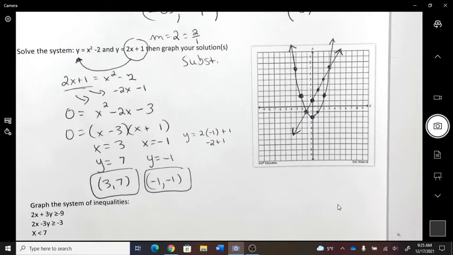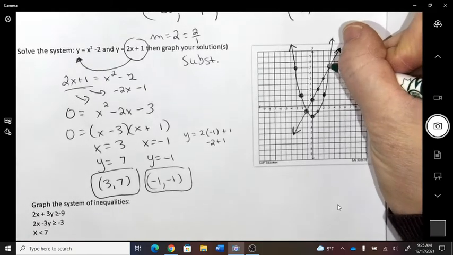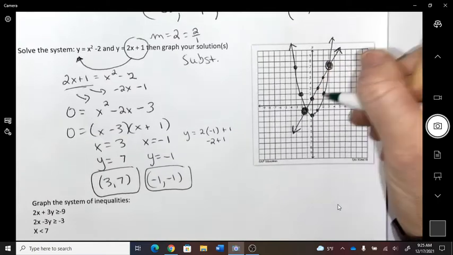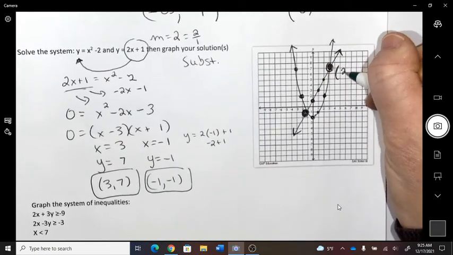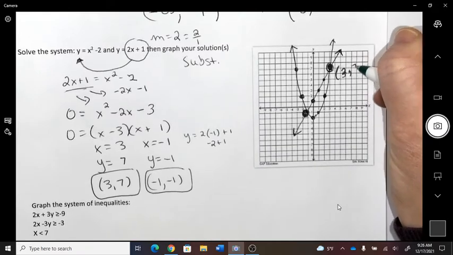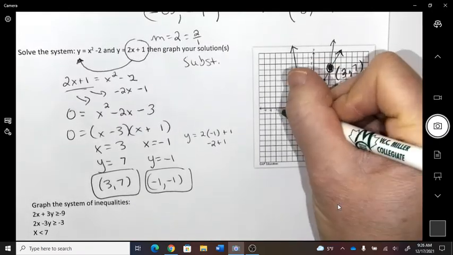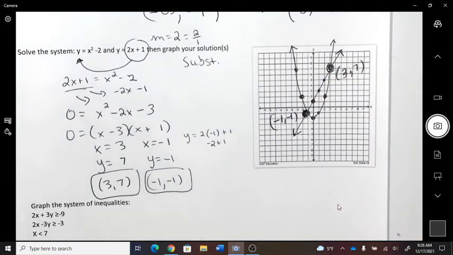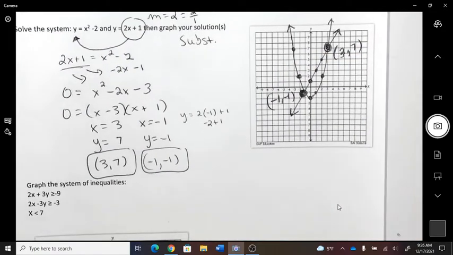Okay, so the solution is, where did they intersect? So this coordinate is 3, 7, and this coordinate on the intersection is -1, -1. Hey, look at that. It matched our algebra, right?